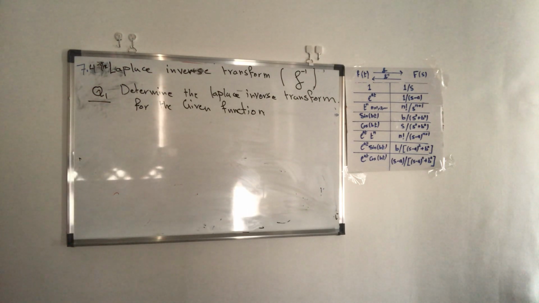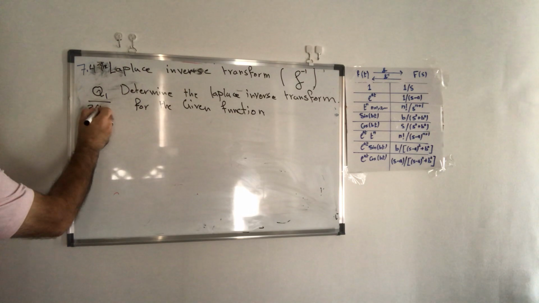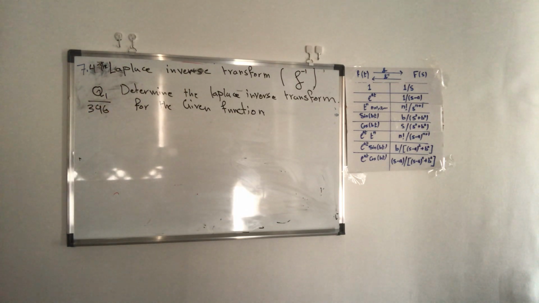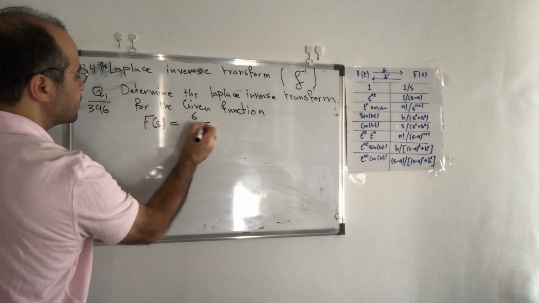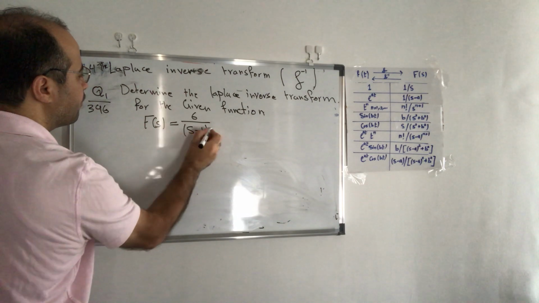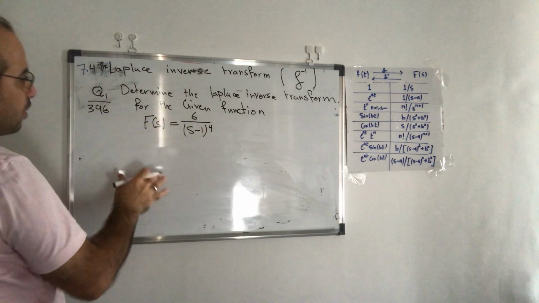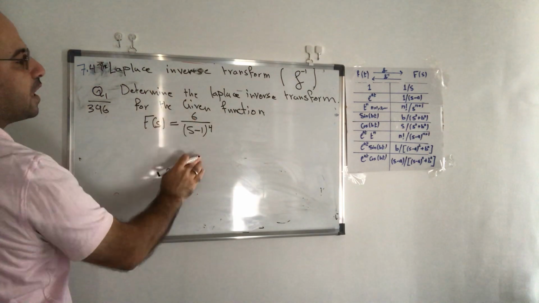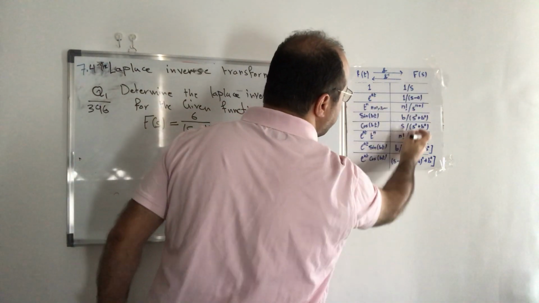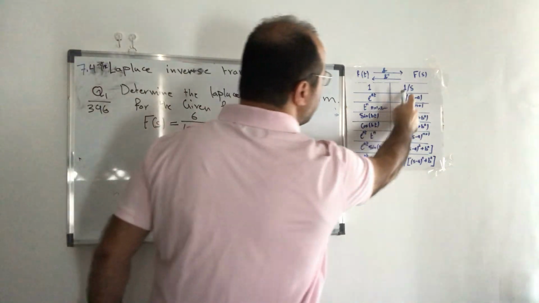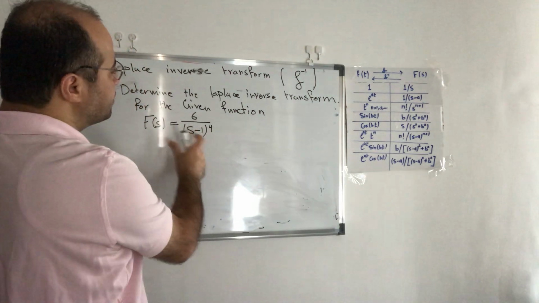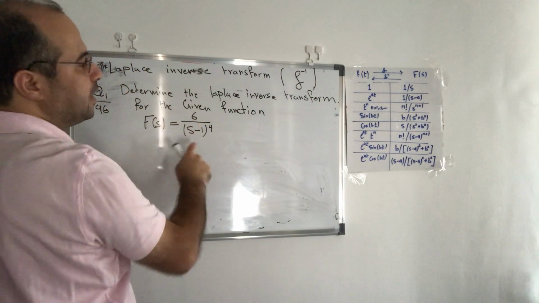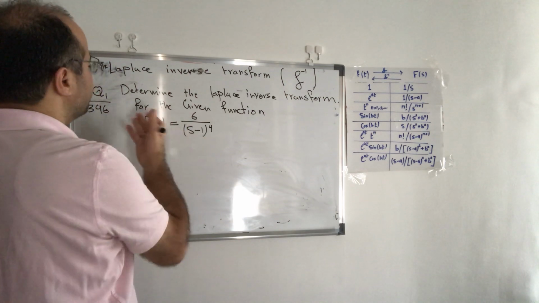Now let me start with this question. I will give you the page number for this question. It is page number 396. It says I have F of s equal 6 over s minus 1 power 4. All the questions that I'm going to ask you will be a fraction, but it is not necessary, it will be a very easy function. You need to do some adjustment on your fraction to be able to guess the f of t.